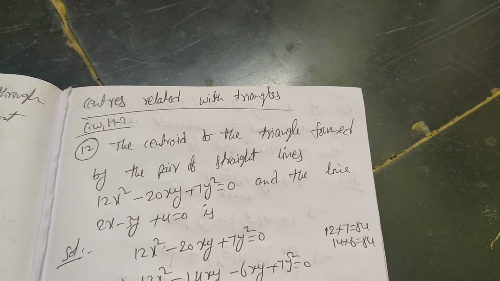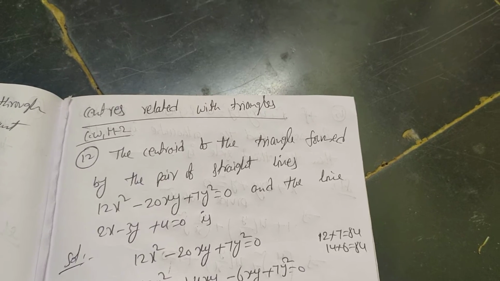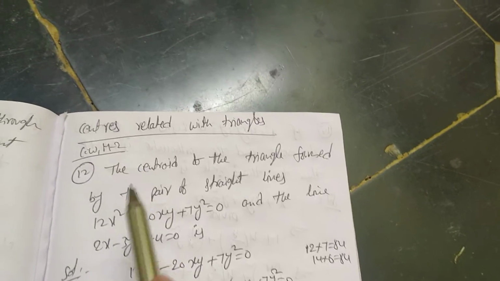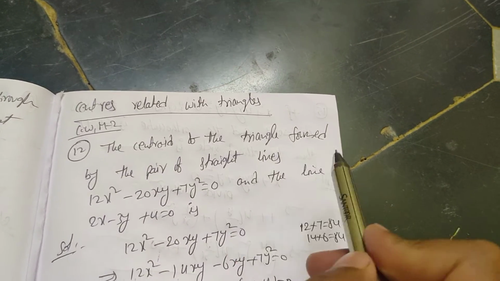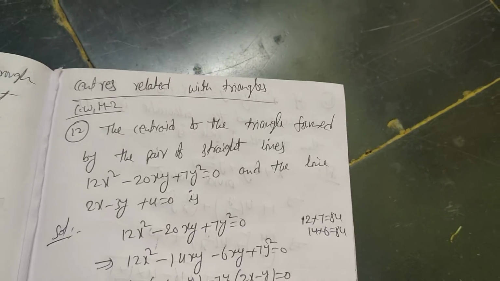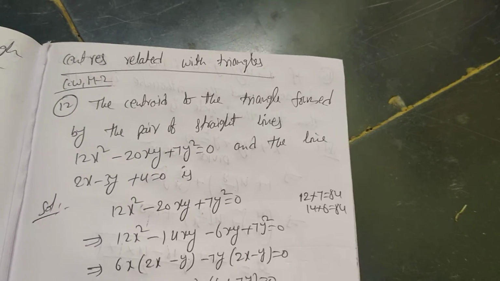Okay, these are some questions related to centers, centers related with triangles. Classwork module 2, 12th question: the centroid of the triangle formed by the pair of straight lines 12x² - 20xy + 7y² = 0 and the line 2x - 3y + 4 = 0.